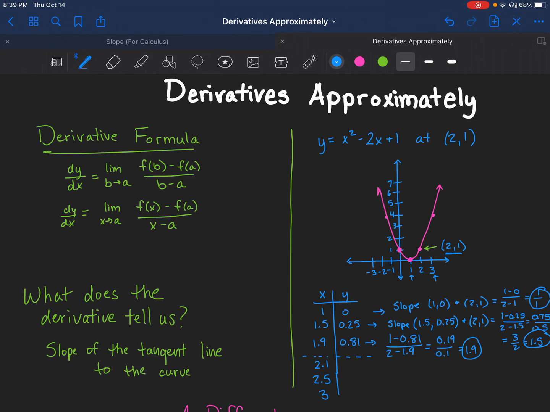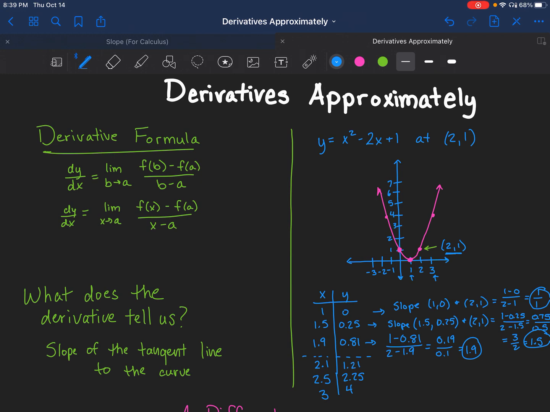Okay, so if I plug in 3 into the original function, 3 squared minus 2 times 3 plus 1 is going to give me 4. While I'm at it, I'll go ahead and plug in the others. 2.5 gives me 9/4, which is 2.25. And if I plug in 2.1, with my handy dandy little calculator, we get 1.21.